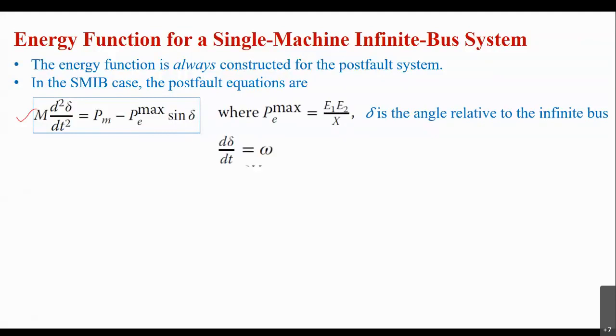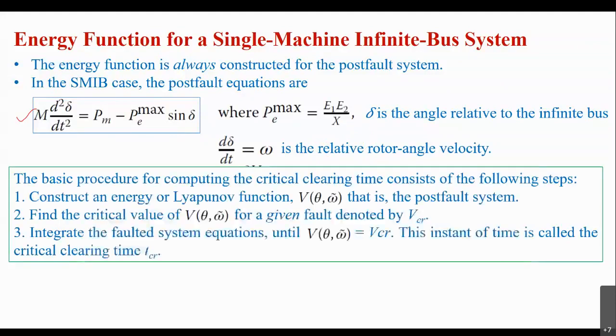So d delta by dt, already we know this is the relative speed, and this is nothing but equal to omega m minus omega s. Omega m is the speed of the machine and omega s is the synchronous speed. This is the relative speed, already we know this. So this is the relative rotor angle velocity.